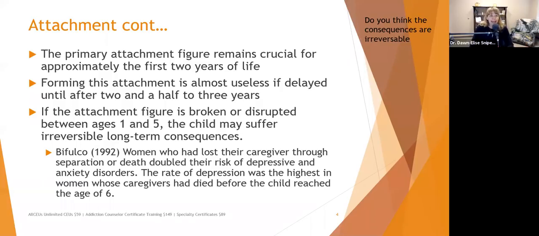Or, heaven forbid, if in early childhood, maybe the attachment starts to get established the first couple of months, and then that primary caregiver dies or goes away for some reason. That also breaks that attachment. There are a lot of things that can disrupt this attachment relationship. If the attachment figure is broken or disrupted between the ages of 1 and 5, the child may suffer irreversible, according to Bifulco, irreversible long-term consequences. Women who had lost their caregiver through separation or death doubled their risk of depressive and anxiety disorders. The rate of depression was highest in women whose caregivers had died before the child reached the age of 6.